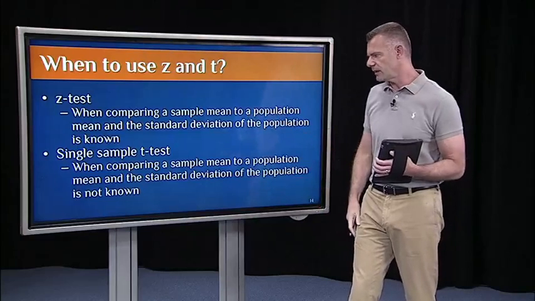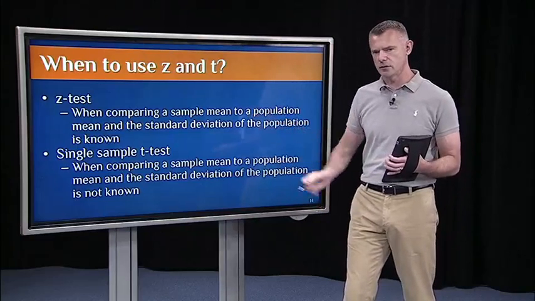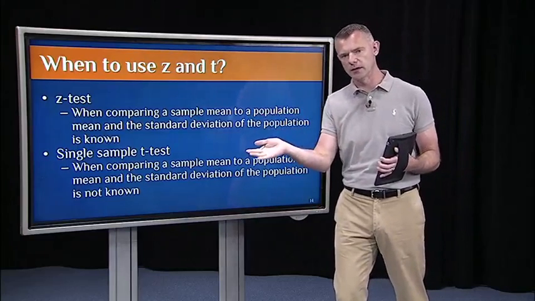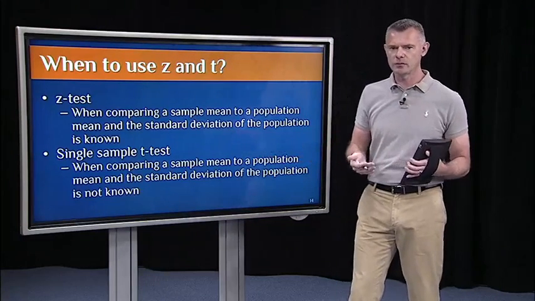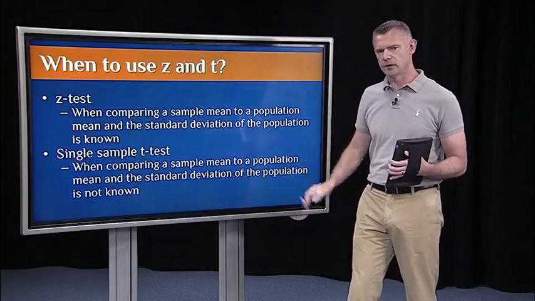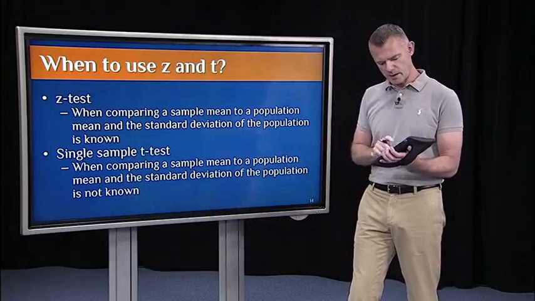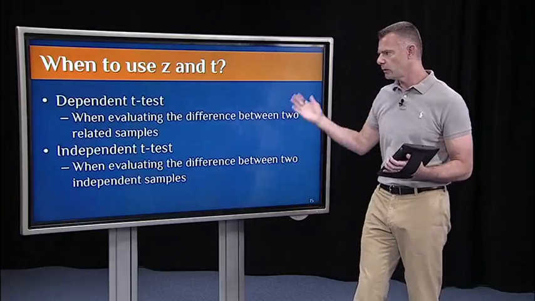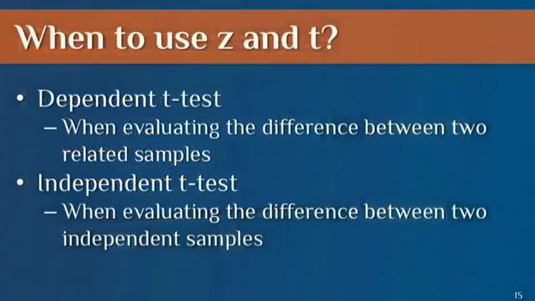The single sample t is analogous to that. It's just you're comparing a sample mean to a population mean, but you don't know the population standard deviation. Again, that's rare, and these tests are really simple to do, so I'm not going to spend much time covering the details. What I will do is cover dependent and independent.